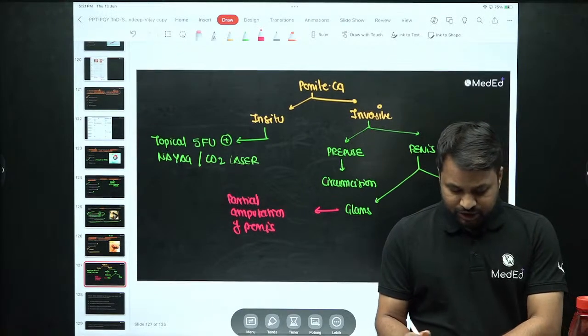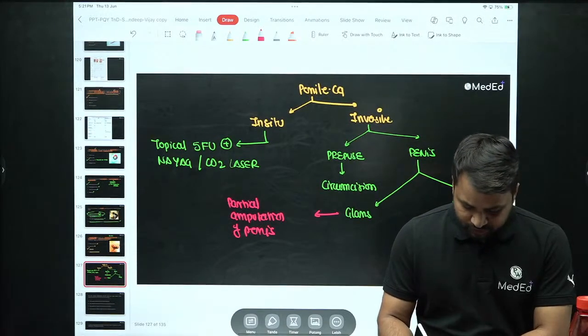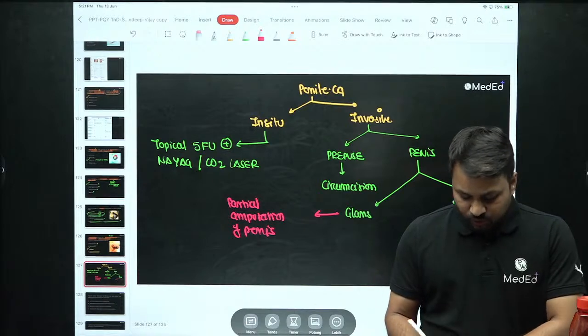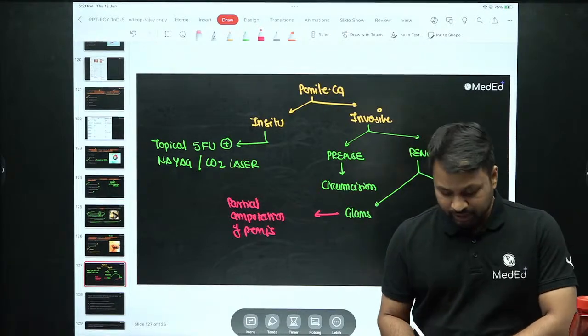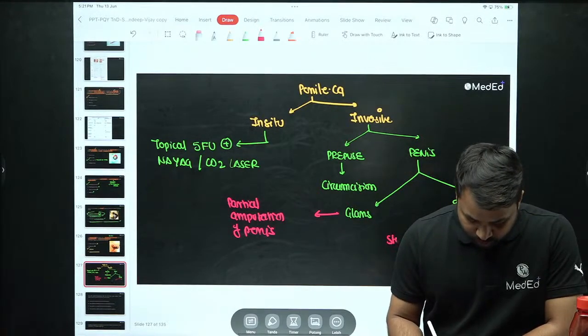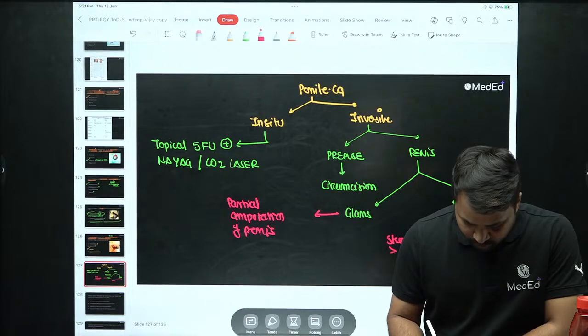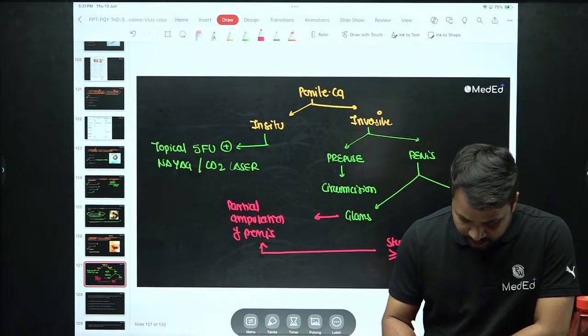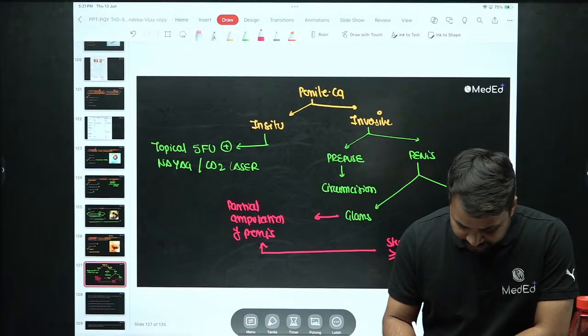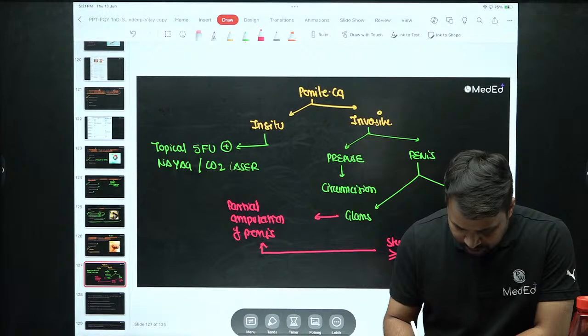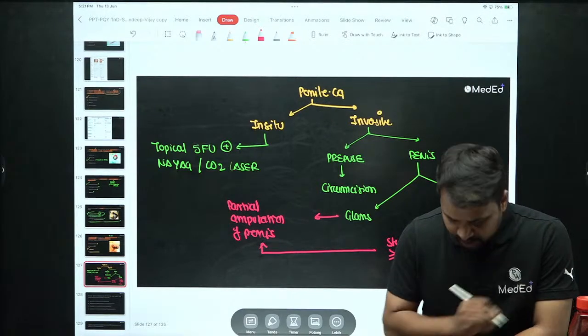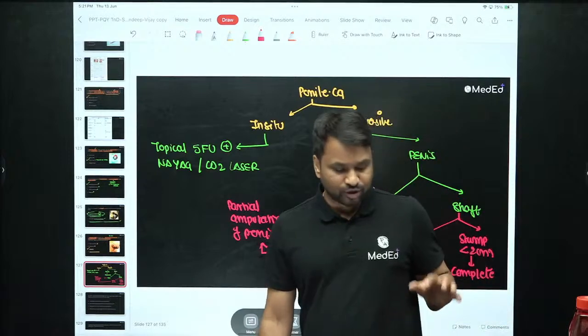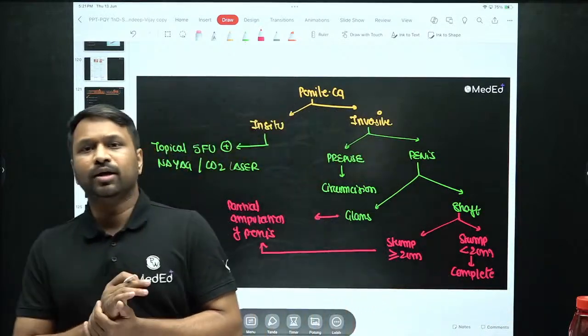Now, if it is at the shaft of the penis, we have to take a margin of 1 centimeter. I will look at the stump length. After removing, if the stump is more than or equal to 2 centimeters, then you can go ahead with partial amputation. If the stump that is going to be left is less than 2 centimeters, then it is going to be a complete amputation of the penis. This algorithm is very important in solving your questions.